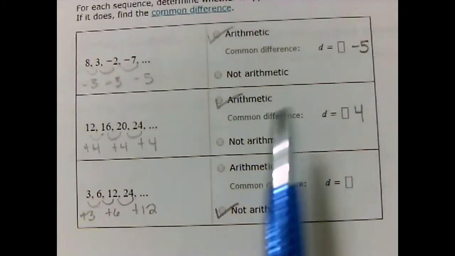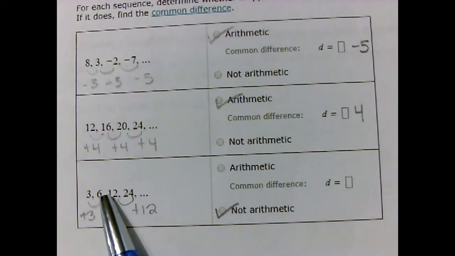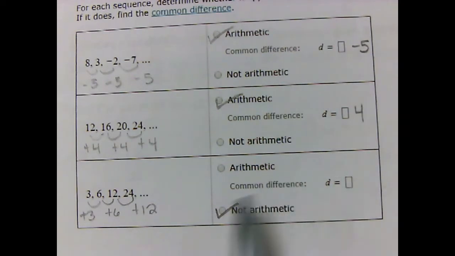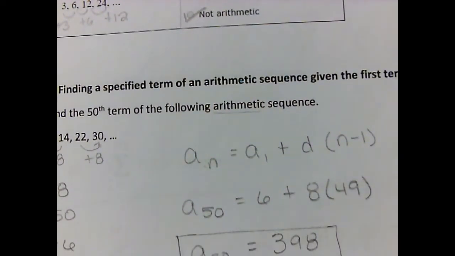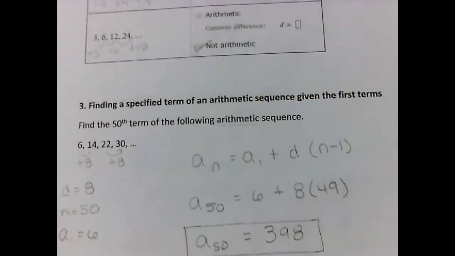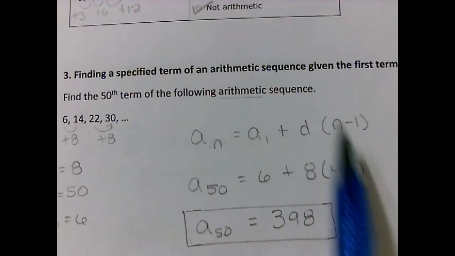Okay. For the last one, you can see that we added 3 to get from the first term to the second, but then when we get from the second to the third term, we're adding 6. So this is not an arithmetic sequence since the difference is not consistent. Okay. For number 3, it says to find the 50th term of the arithmetic sequence.